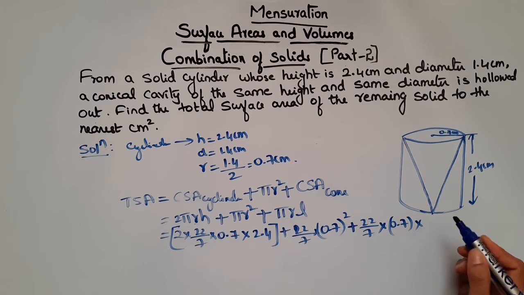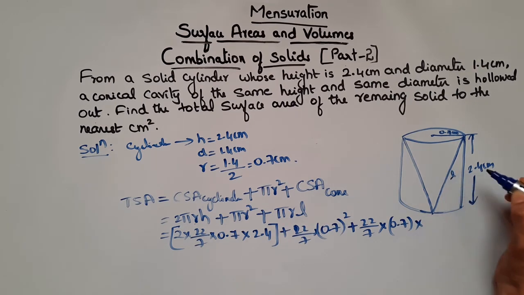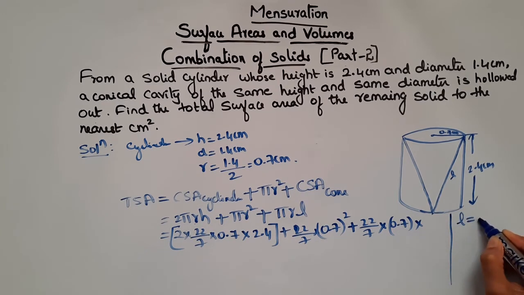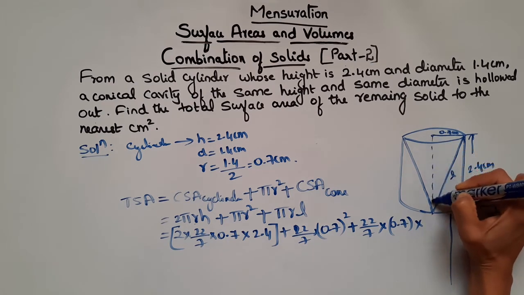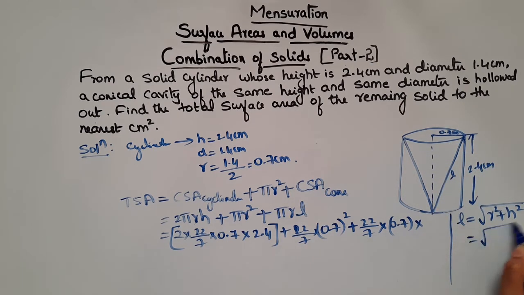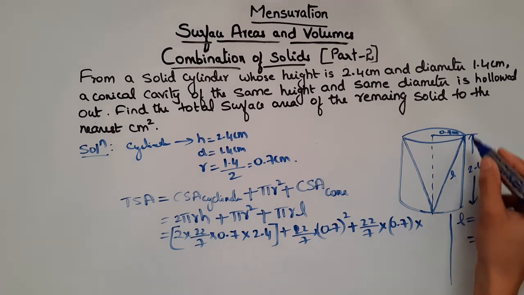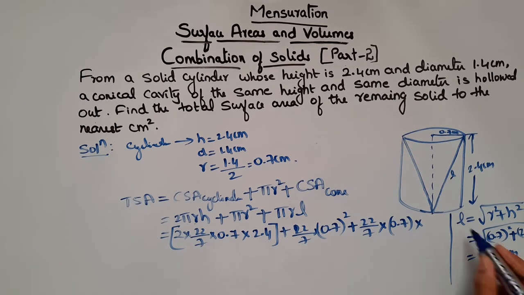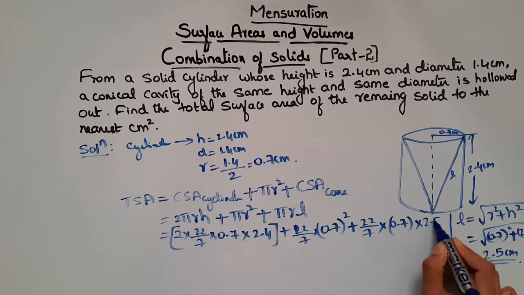L. Now what is the L? L is nothing but the slant height of this cone. We know L is given by square root of R square plus H square. So this is the height, right? Which is equal to square root of R is 0.7, so 0.7 square plus the height of the cone, which is the same as that of the cylinder, 2.4, whole square. When you simplify this, this will give you 2.5 centimeter. So your L is 2.5, right?